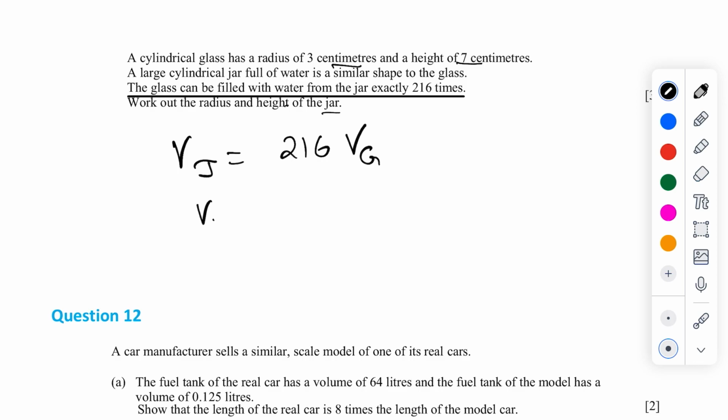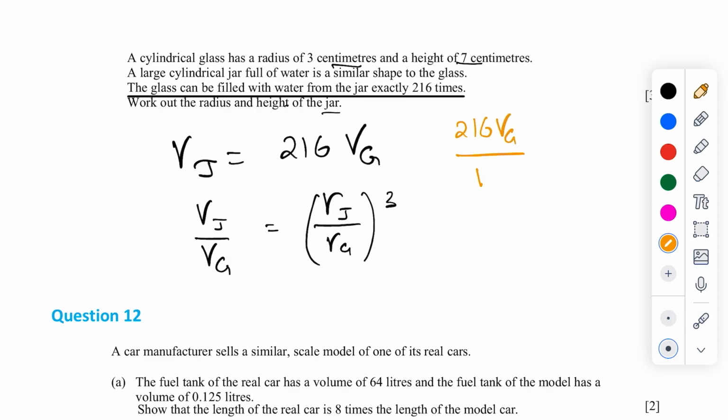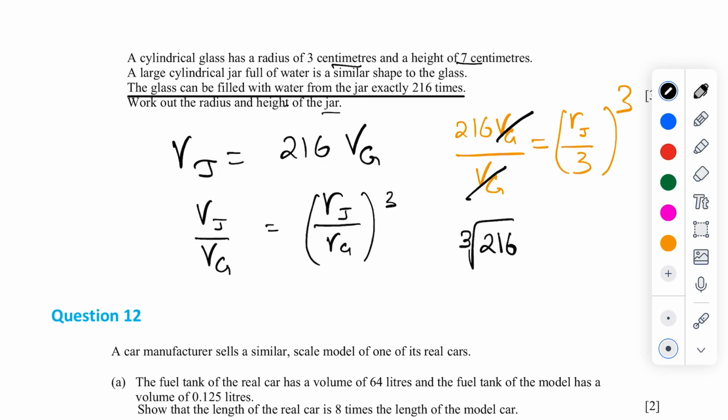Radius and height. Volume of the jar by volume of the glass equals radius of the jar upon radius of the glass whole cube. Now what is given? Volume of the jar is 216 times volume of the glass, divided by volume of the glass, equals radius of the jar, which we don't know, r, over radius of the glass, which is 3, whole cube. What happens? Volume of the glass gets cancelled. Cube becomes cube root. Cube root of 216 is 6. So 6 equals radius of the jar divided by 3.